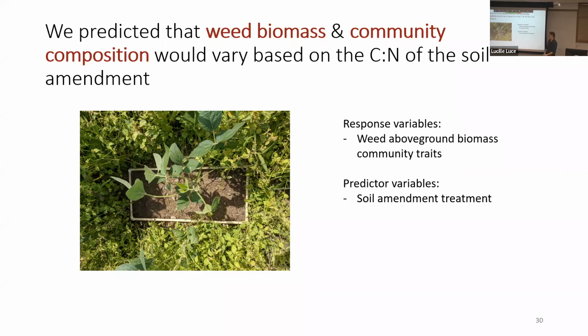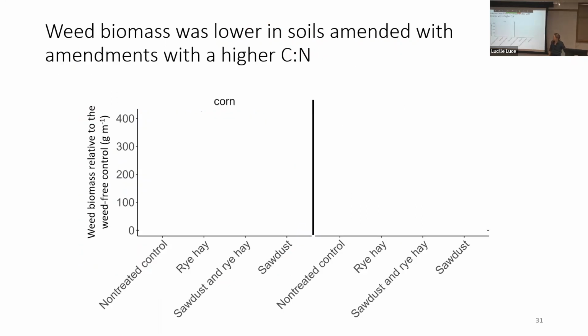Our predictor variables were just our soil amendment treatments, and then we also included block as a random effect. And we analyzed corn and soybeans separately because they were on 2 different sides of the field. So kind of like separate experiments. And then you can see I only have 4 treatments along the bottom because these are all the soil amendment treatments relative to the weed-free control.